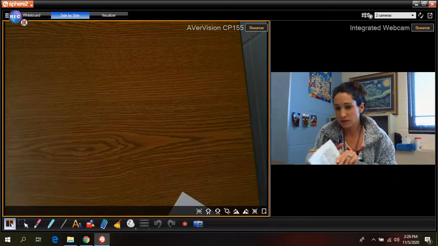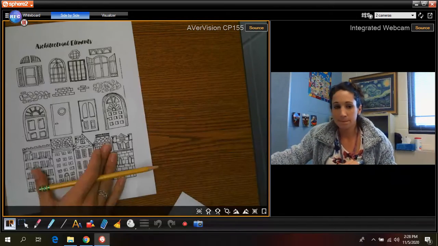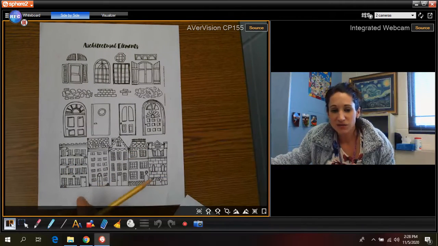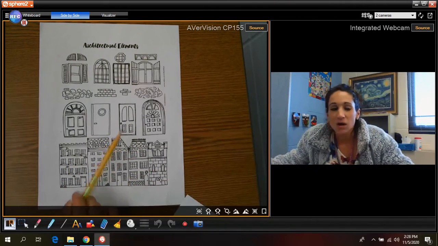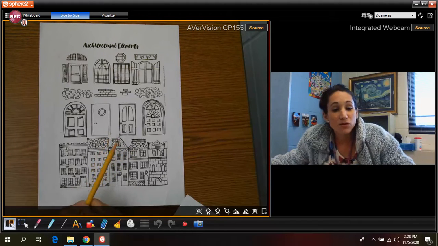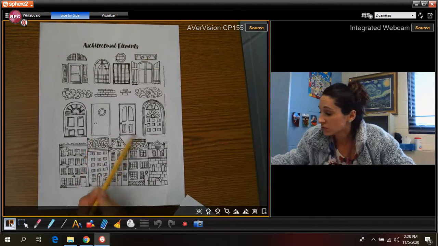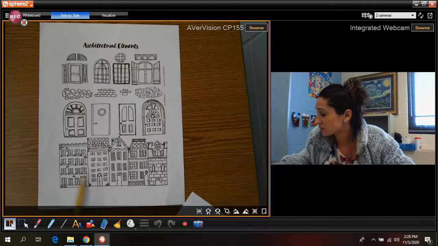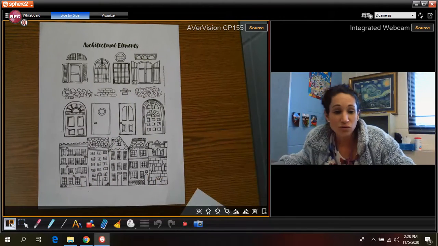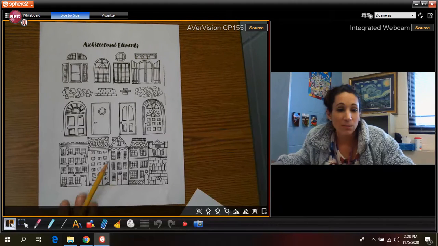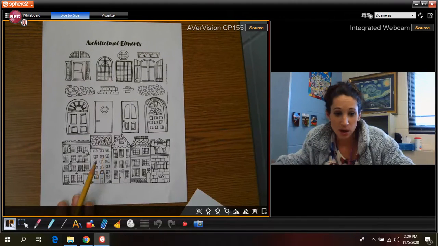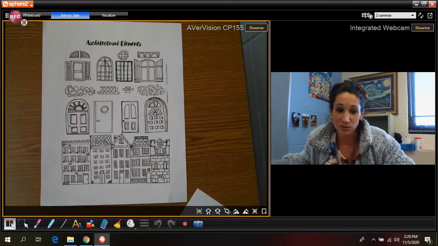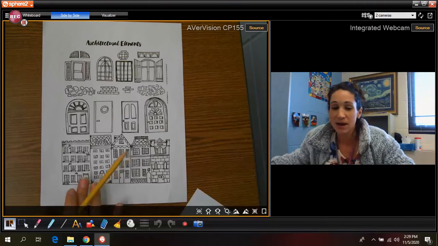So I'm going to show you guys something really quick called architectural elements. So this has some different ideas on here. There's lots of doors. There's lots of windows up there. And then down here, they kind of showed you lots of different buildings. So those are some examples. So if you guys wanted to use this paper as an idea board, you could do that. You could just pause the video so it stays on this paper before I take it away again.